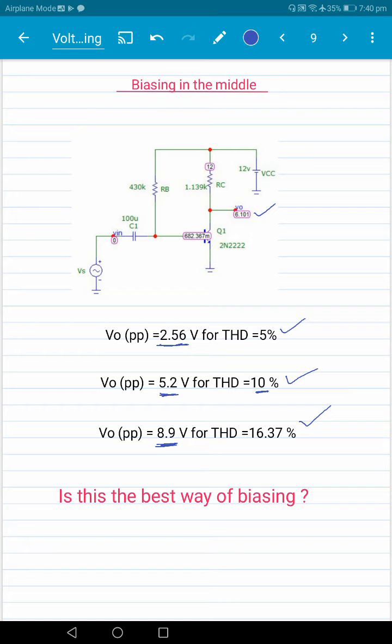6.1 volt, or VCC by 2, is this the best bias? And the answer is no. So note that the output swing is meaningless unless you specify the distortion level here. So what is the optimum way of biasing actually depends on how much distortion you are willing to tolerate. So let me show you.